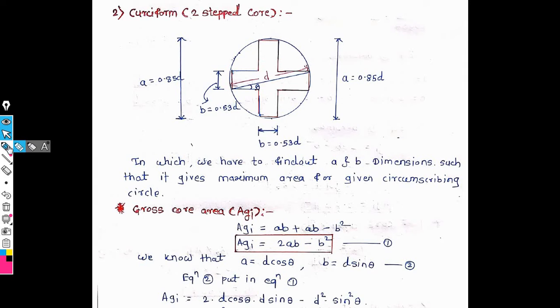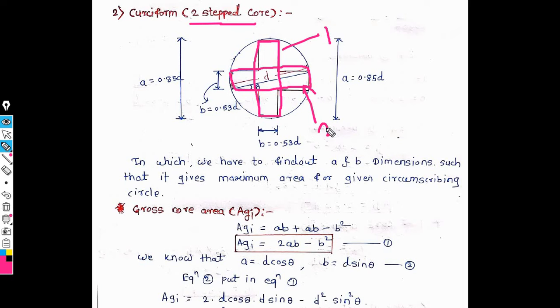Okay, this is the second type of transformer core, in which we need to find out the dimensions of A and B. This is the two-step core. This is the first rectangular core, and this is the second rectangular core. Then it is called a two-step core. This is the first core and this is the second core.